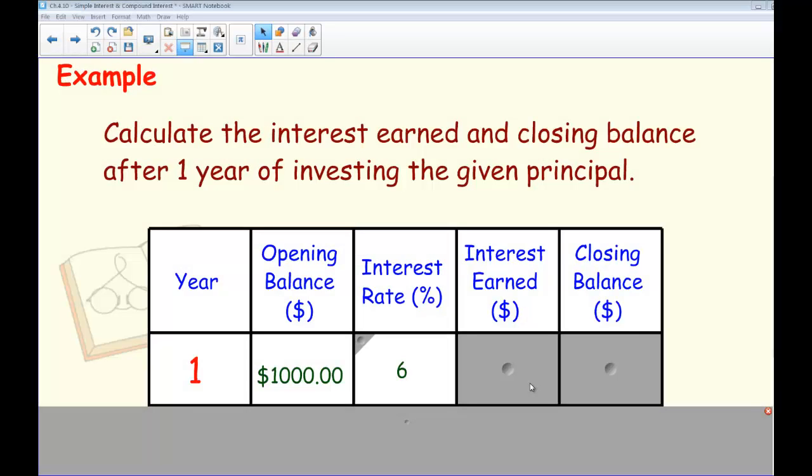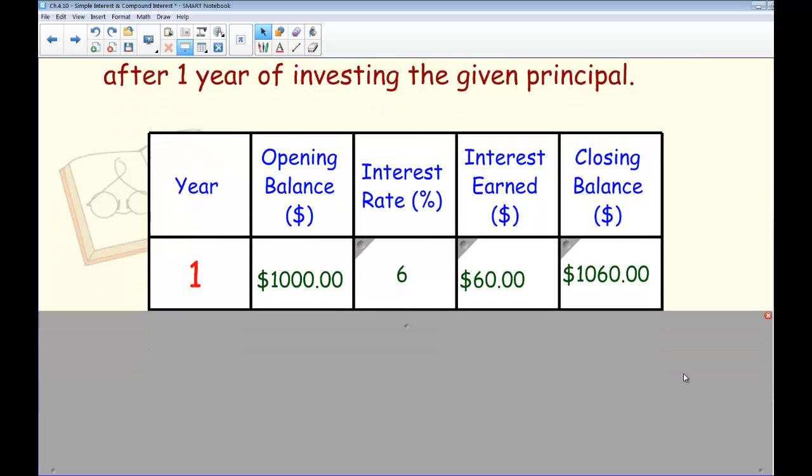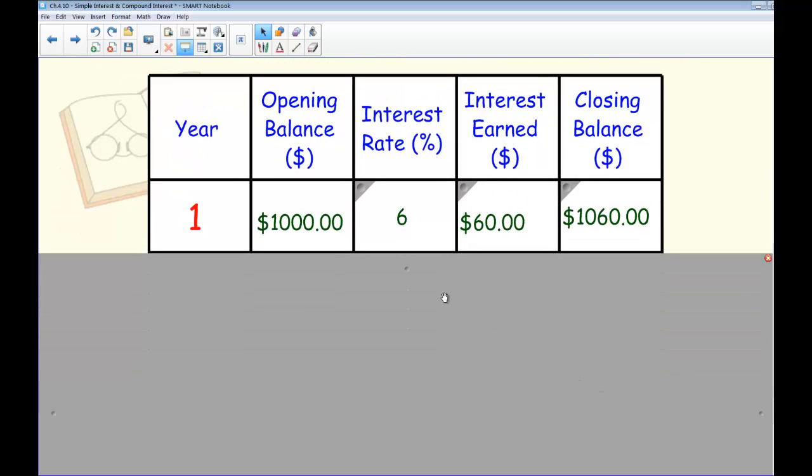Okay, so to calculate the interest earned, you simply take the $1,000, multiply that by 0.06, and you should get yourself $60. So at the end of that year, if you've earned $60, but you started off with $1,000, then you should have $1,060. So this is just a simple example of simple interest. Now, this is where things get a little bit more interesting.